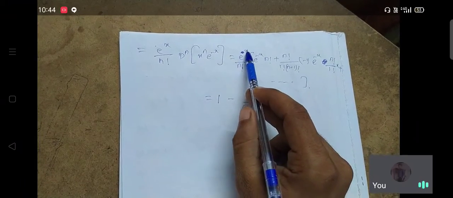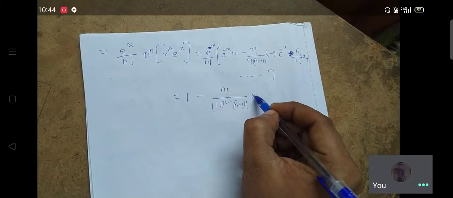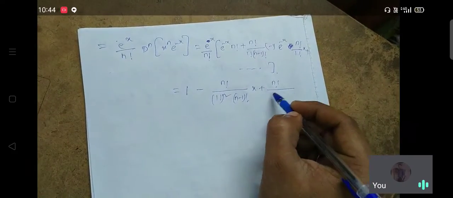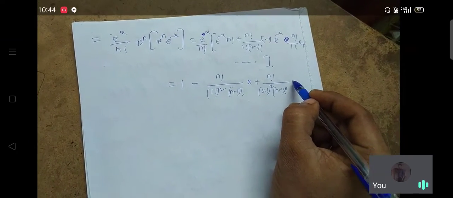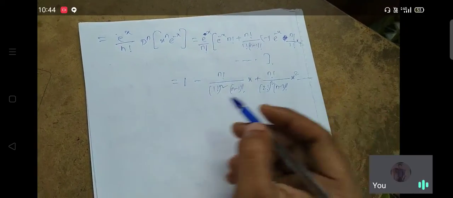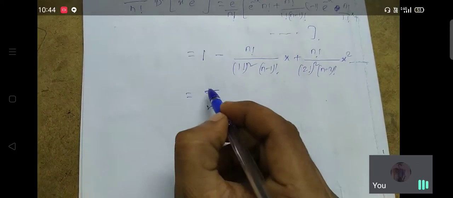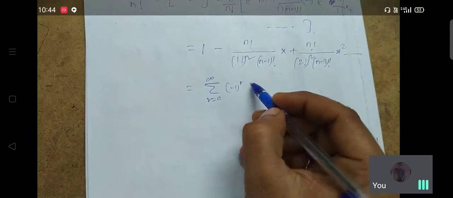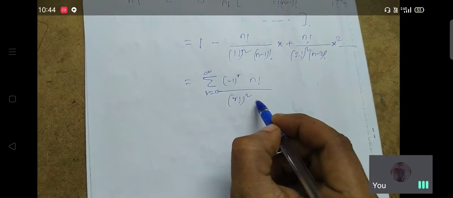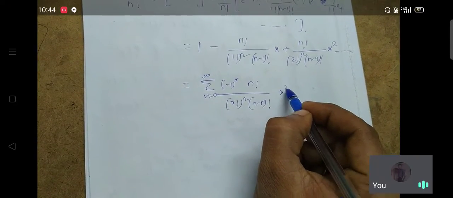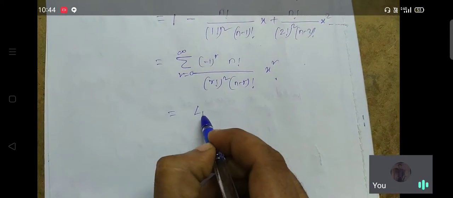So e power x into e power of minus x is equal to 1. So you have x here, so x plus n factorial into 2 factorial whole square, n minus 2 factorial, x square, minus and so on, which is equal to the summation r equal to 0 to infinity of minus 1 whole power r, n factorial divided by r factorial whole square n minus r factorial into x power r, which is equal to Ln of x.